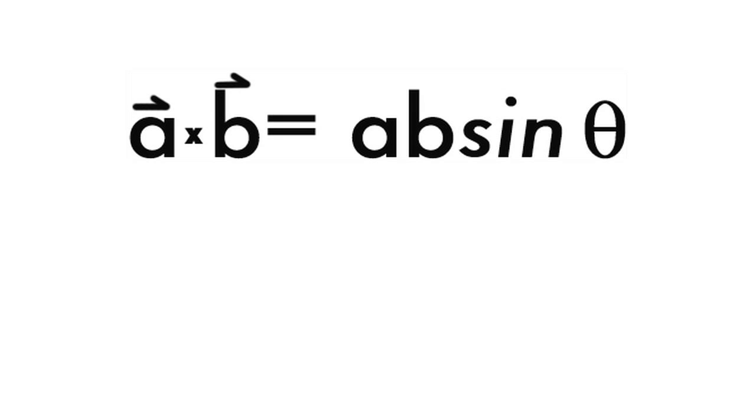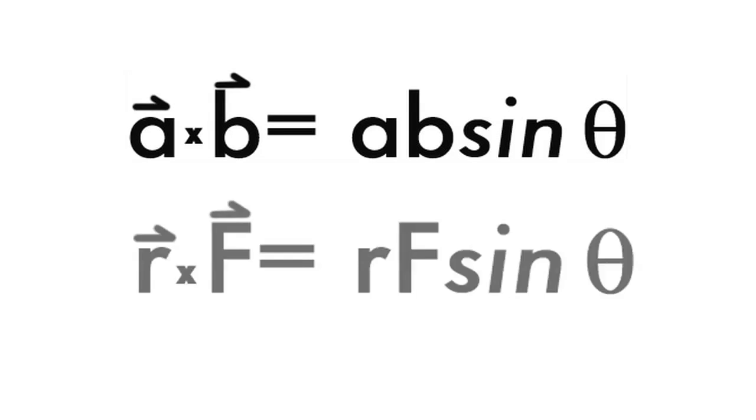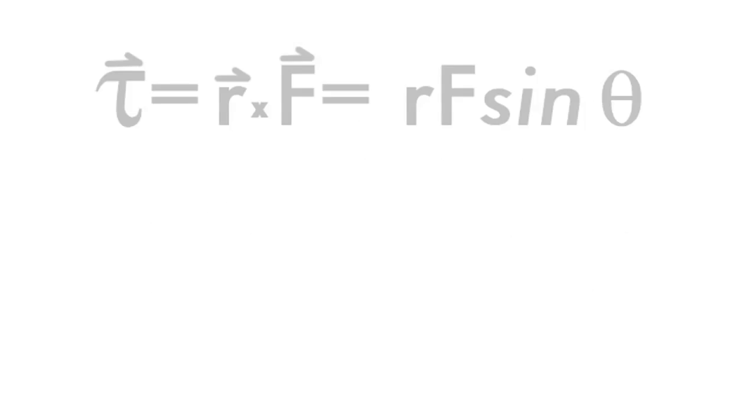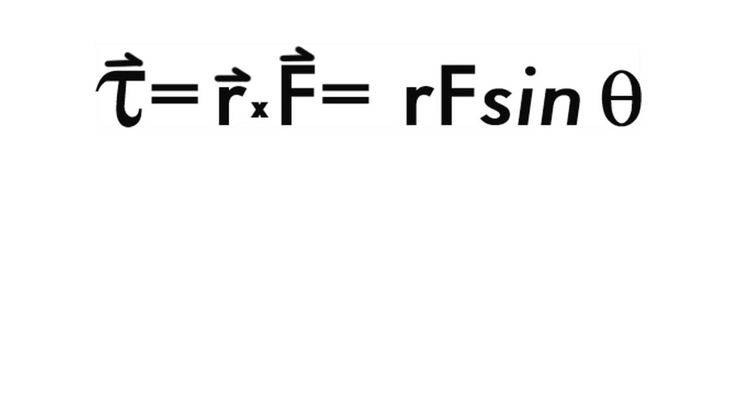In a cross product, two vectors multiplied together will produce a new vector. A good example of a cross product is torque, which is the product of R cross F. The cross product is similar to the dot product. However, there are three important differences to note.